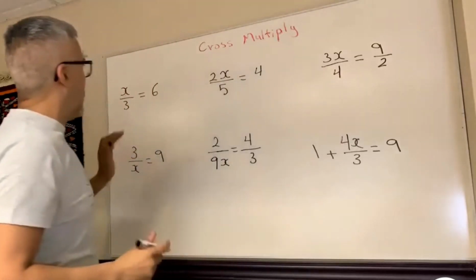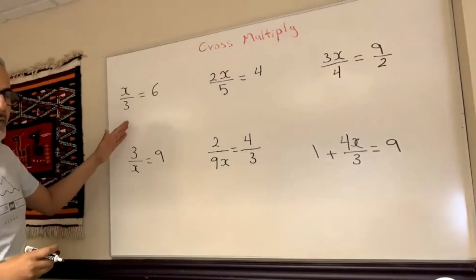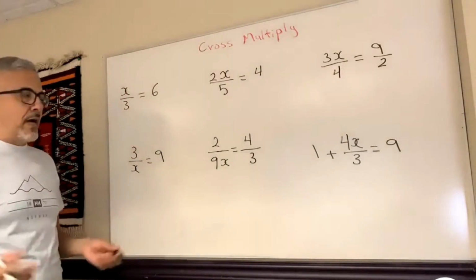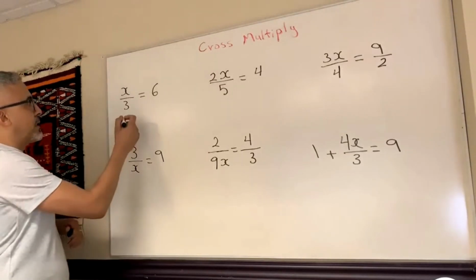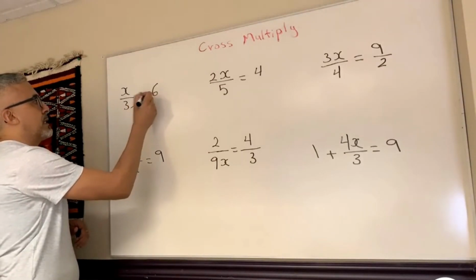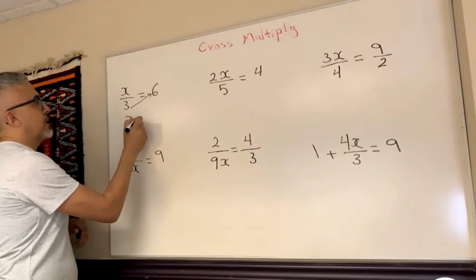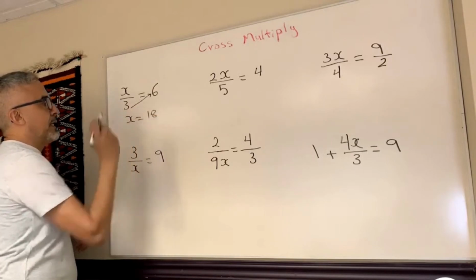Let's go to the first question. A lot of students, the minute they get this, say, oh my God, this is fractions. I hate fractions. I tell you what, in this question, all you need to do is just cross multiply the 3 to the 6. X equals 18.